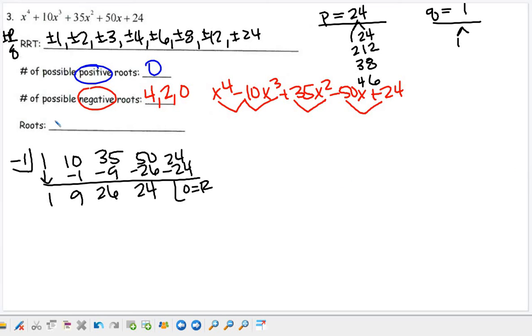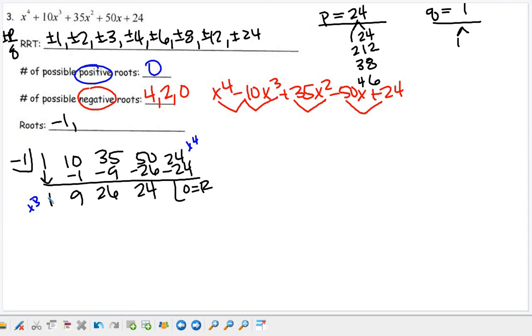Okay, so I know -1 is a root. Now, here's the problem. This was a 4th degree, and this is a third degree. Do I have any idea how to factor a third degree? No, not unless it's a difference or sum of cubes, which this is obviously not.